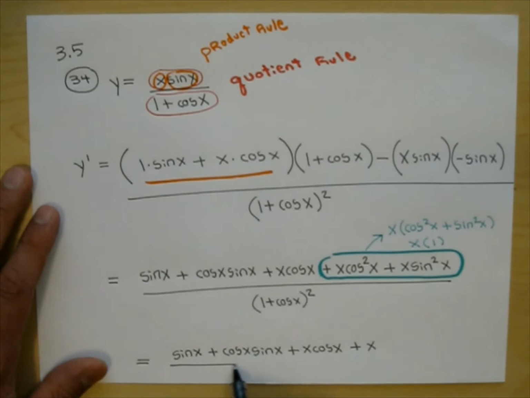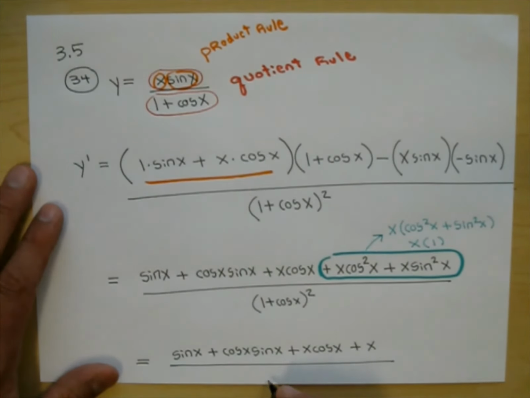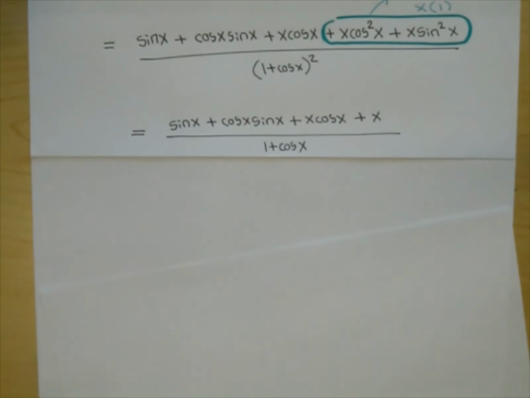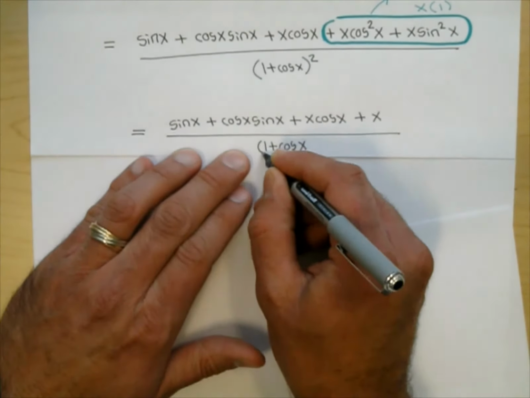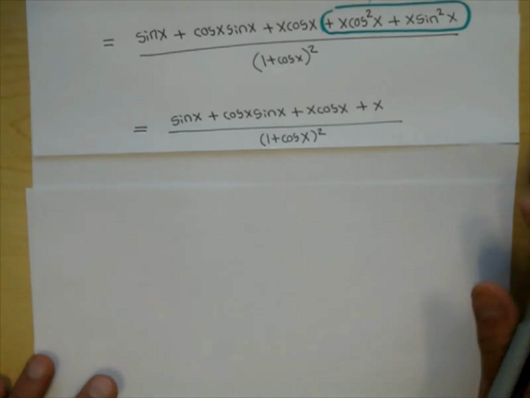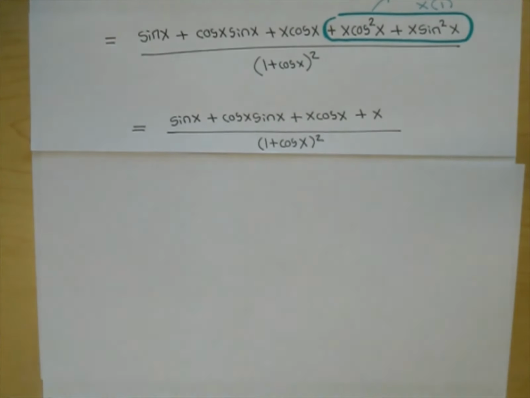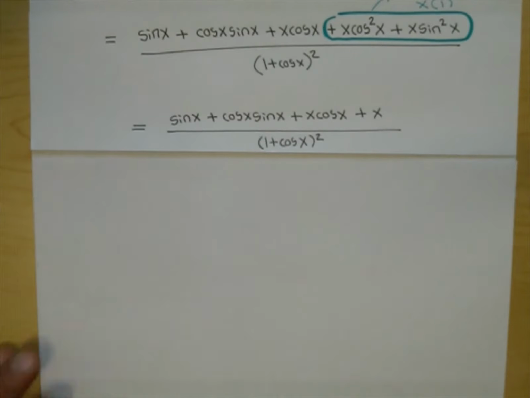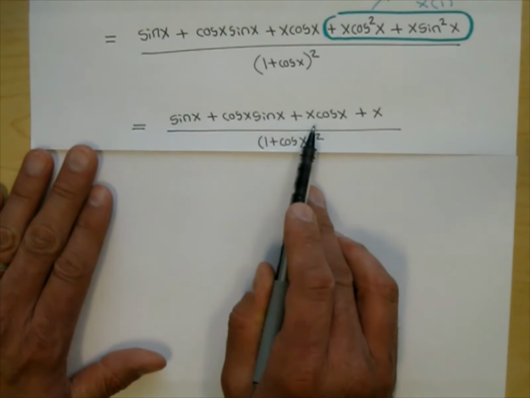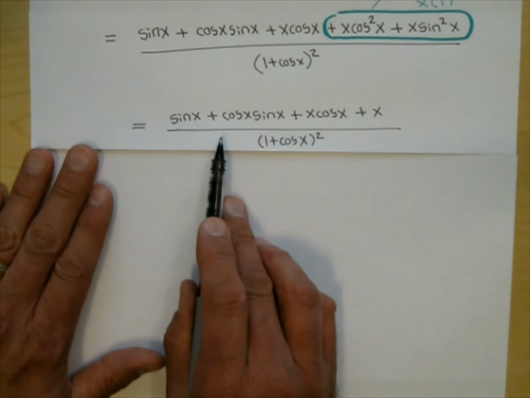This is all over 1 plus cosine x. So I actually forgot to put the squared there. And so going on to the next piece of paper, which is actually, I have lots of pieces of paper. Look how many terms I have on the top. I have 4 terms on the top.